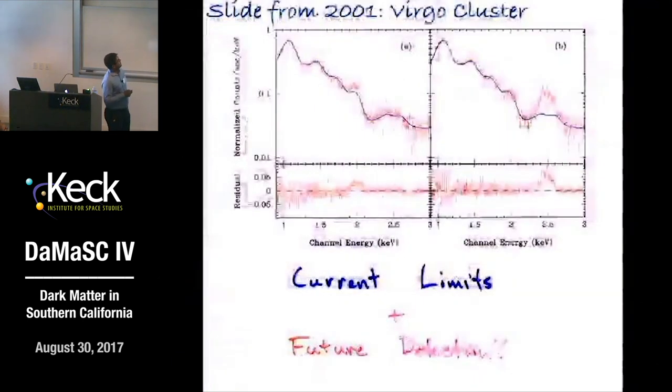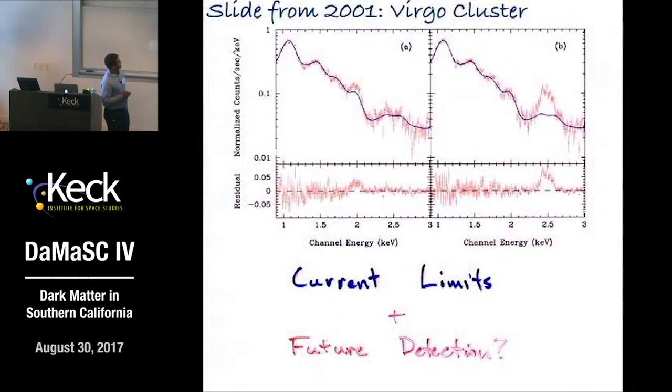So back in 2001, I made the figure showing the Virgo cluster observations, showing that if you had a 4 keV sterile neutrino, Dodelson-Widrow sterile neutrino, you'd have to use some statistics to see if this is not allowed by the data. But a 5 keV sterile neutrino with a 2.5 keV photon would be a whopping line, and therefore you place a constraint. And this is for the Dodelson-Widrow case.